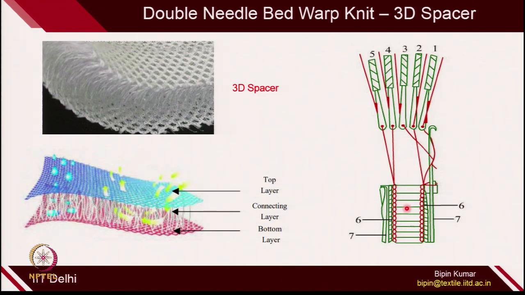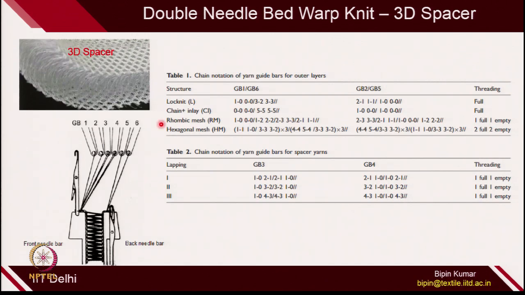In the pile you are cutting the fabric, but if you do not cut the fabric in the middle, it will be a 3-dimensional structure, it is a 3D spacer structure. In 3D spacer structure also there are a lot of possibilities. You can go for 6 guide bar which is most popular. So, let me show you one simple structure of spacer.